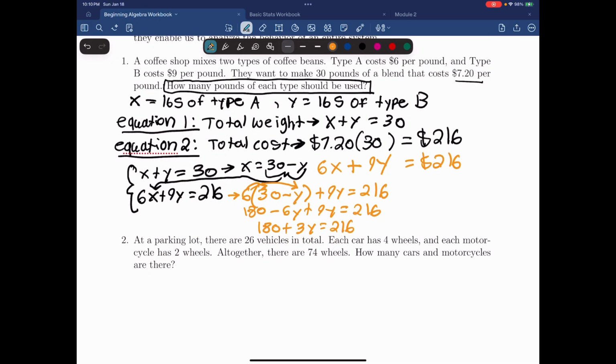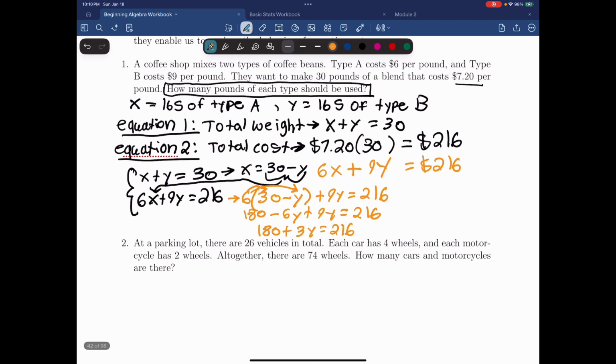And then I do apologize because I did not leave enough room for this problem. But to solve for Y, we're going to subtract 180 on both sides and then divide by 3. And since we've had some experience with solving linear equations, I'm just going to say Y equals 12. And that comes from because we subtracted 180 on both sides and divided by 3.